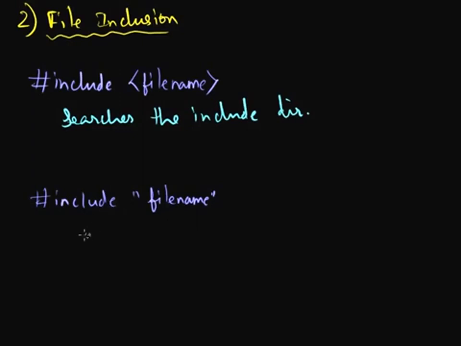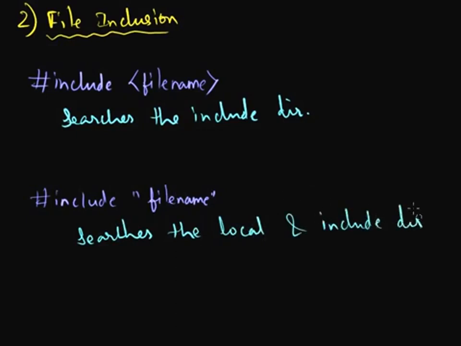Now what it does is it searches the local directory and the include directory. The local directory is where your source file is located. So if the file is in the directory of the source file, you use #include with the file name within double quotes. If your file is in the include directory, use this. But remember this also: if you use double quotes, it also searches in the include directory too.